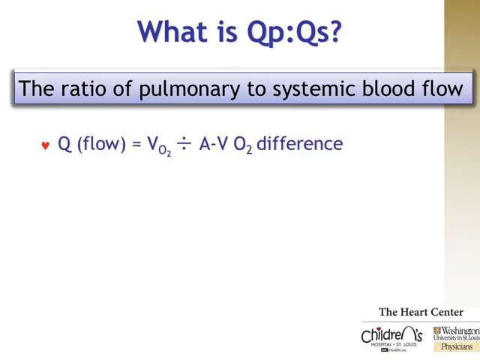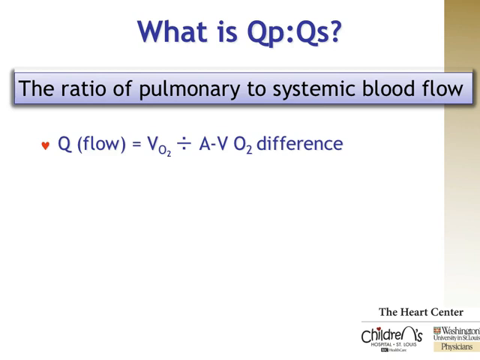So again, QP/QS is the ratio of pulmonary blood flow to systemic blood flow. And Q is flow, and flow by Fick's equation is calculated by the oxygen consumption divided by the oxygen content difference between arterial blood and venous blood. Whatever blood's going into the tissues versus whatever's coming out will give us a calculation of flow.